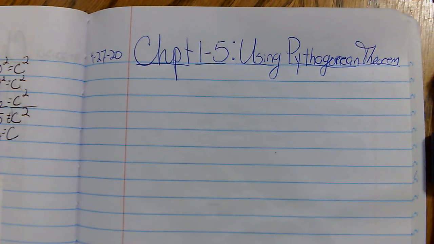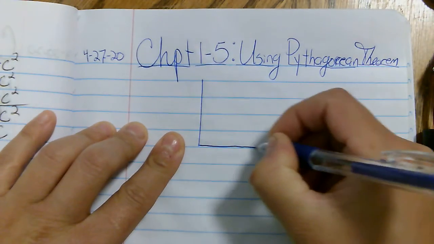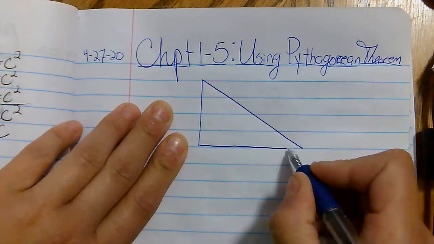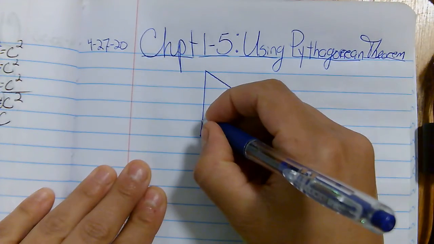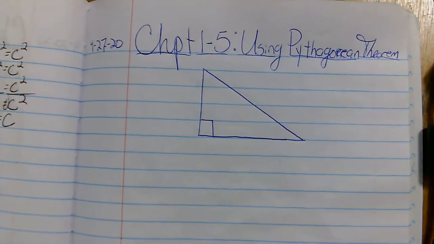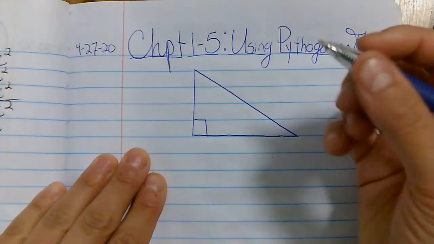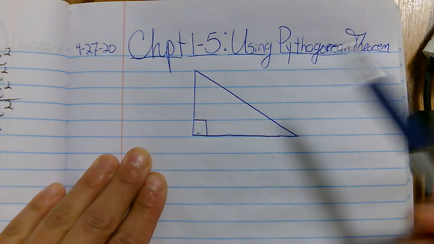So, I just want to bring back to mind what we're dealing with here. Go ahead and draw a right triangle. It should look something like this, and I'm going to mark where my right angle is. Now remember, when you have a right triangle, your hypotenuse is always opposite the right angle.